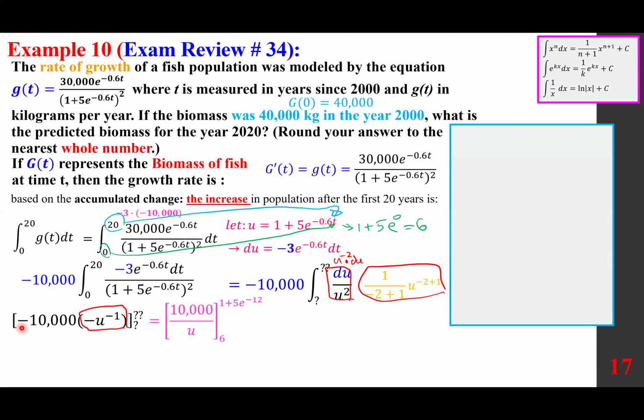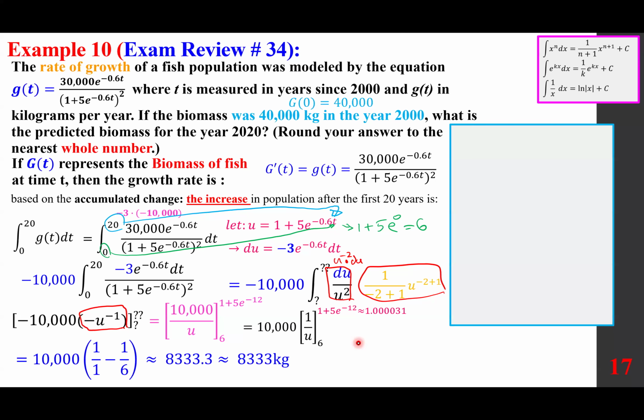For the sake of calculation, we're going to take the 10,000 out, and we're going to say 1 over u from 6 to this number. This number is close to 1 because e to the power minus 12 makes this very small. I'm going to write it as 1 point with many zeros, 1.00004 zeros and 31, just to make a point. Yes, you can get a number which is not 1, but it's almost 1. So if you treat that as 1, 10,000 times 1 over 1 minus 1 over 6, you put it into a calculator. They are asking for a whole number. Next to 3 is 3, so it doesn't change.